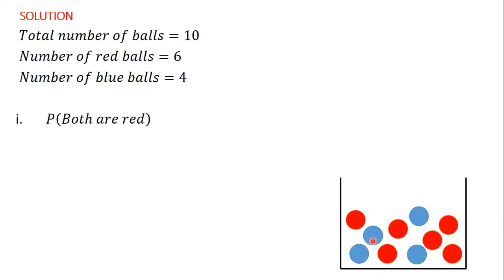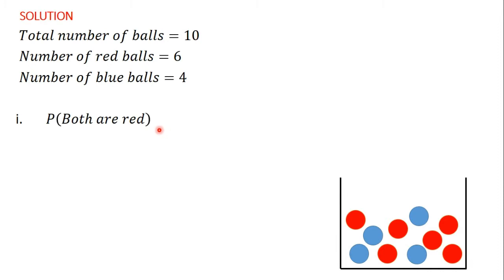So we are going to use this diagram here to represent the bag. We have 6 red balls and 4 blue balls. That means that we are going to have a total of 10 balls in the bag. The first part of the question says that we should find a probability that both balls are red. So the probability that both are red.